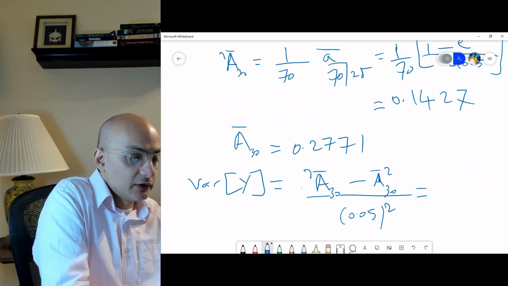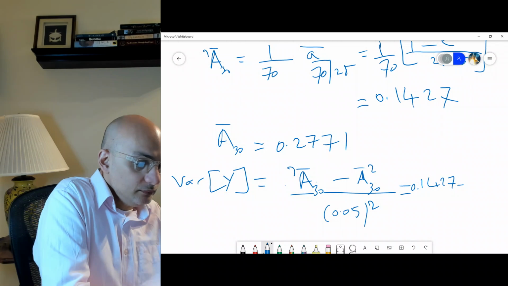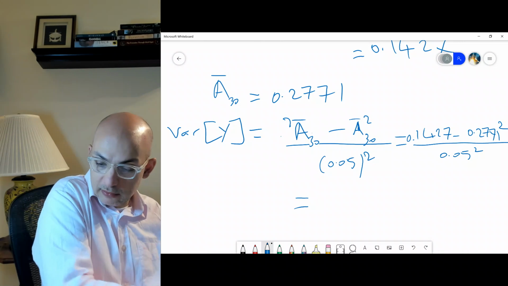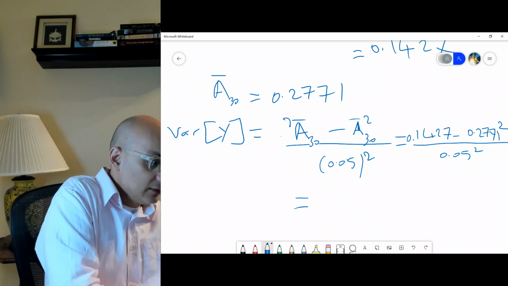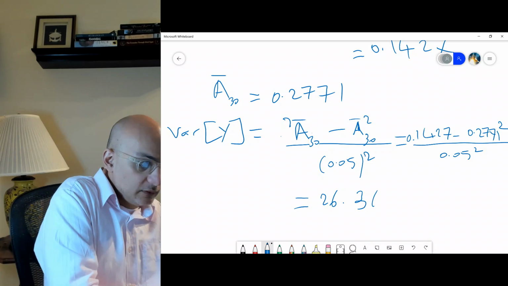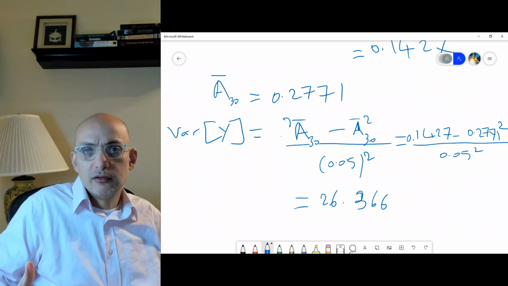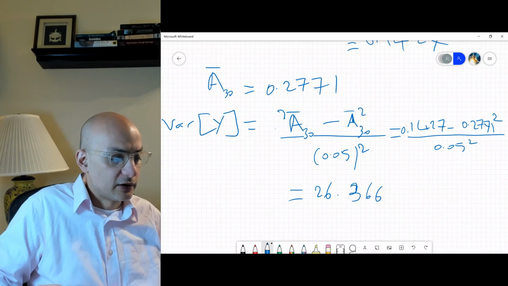Right. So we take 0.1427 minus 0.2771, and this is raised to 2, divided by 0.5 raised to 2. If you calculate it, I already calculated it, it's 26.366. There is nothing new up to this point, something we already calculated before. The only thing new is the new formulas, and it is very mechanical, so you can quickly answer questions like this.